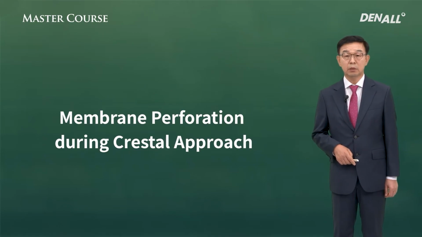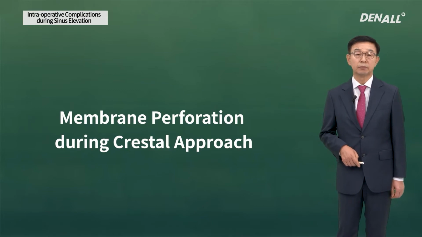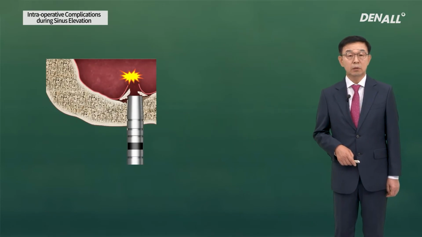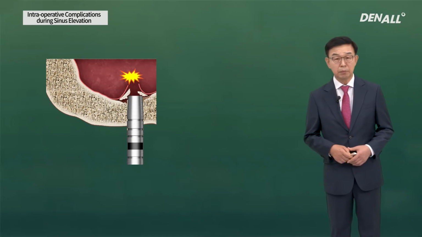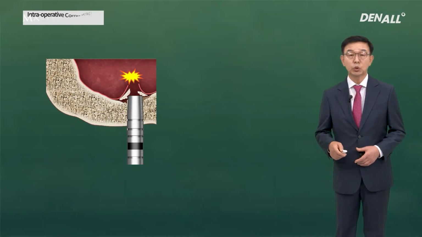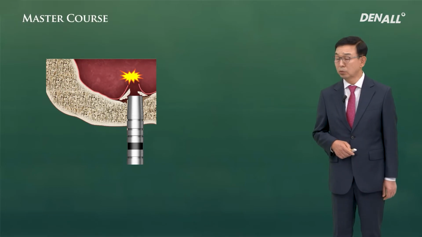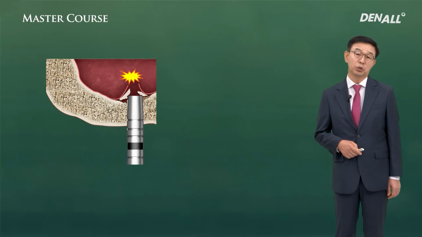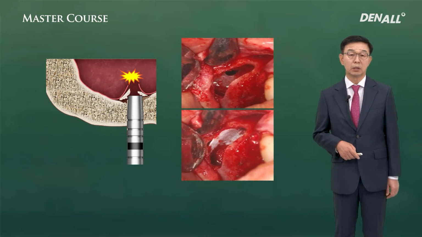Next, I'm going to talk about membrane perforation during crestal approach. When crestal approach is taken, membrane perforation at times can occur. You can see this quite frequently when malleting is done on the sinus floor using Summers' osteotome, which is the conventional way. You can take 2 methods to rectify the issue.